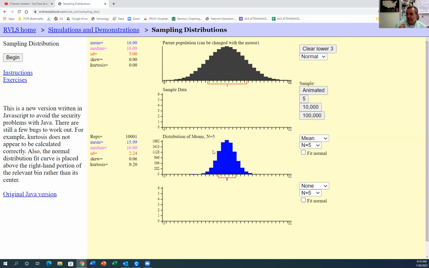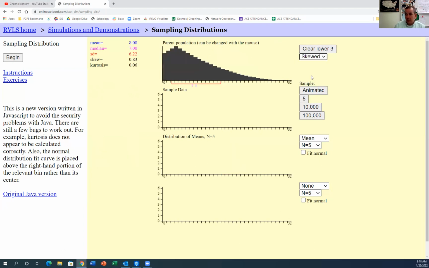Okay, so here's what we deal with in the real world. I'm going to go ahead and clear everything out, and I'm going to make a skewed distribution. Now I want you to look at this skewed distribution. It's definitely skewed to the right. It tells me that the mean is about 8 and a standard deviation of about 6. Now I'm going to show you something. I'm going to make the first one a sample size of 2. I'm only going to take 2 people out of that skewed distribution.